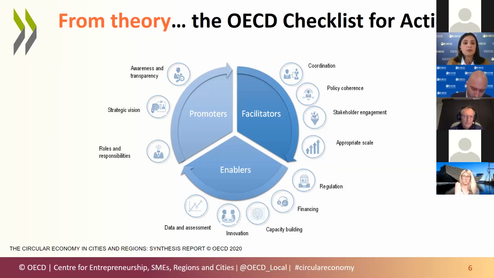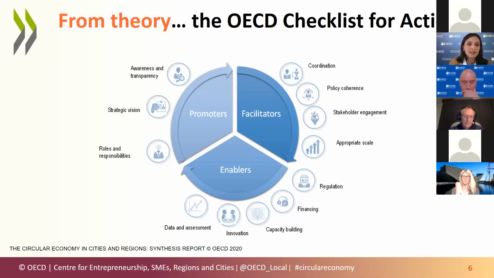And so we identified 12 dimensions based on previous OECD work on, for example, principles on urban policies or principles on water governance that help governments to have an understanding of the key dimensions that need to be taken into account if they want to move towards this transition. And this is okay in theory.